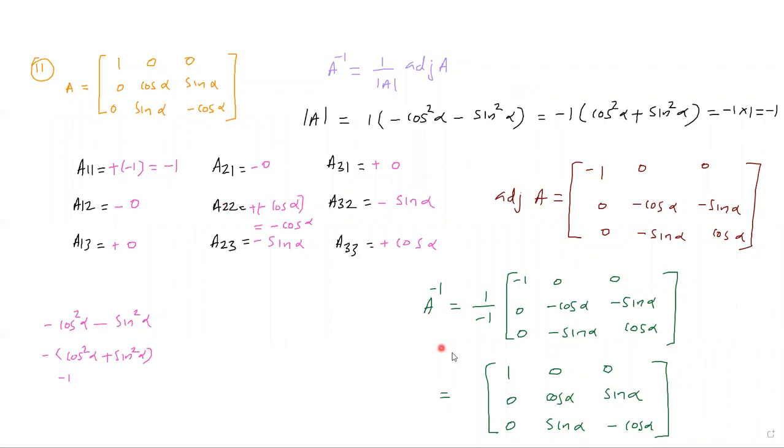And you can see here that the given matrix and its inverse are the same, that matrix itself is the inverse of that matrix. Got it? Look, you got the inverse as the same matrix: 1 0 0, 0 cos alpha sin alpha, 0 sin alpha minus cos alpha. That means this matrix itself is the inverse of that matrix. Okay, clear? Yes, sir.